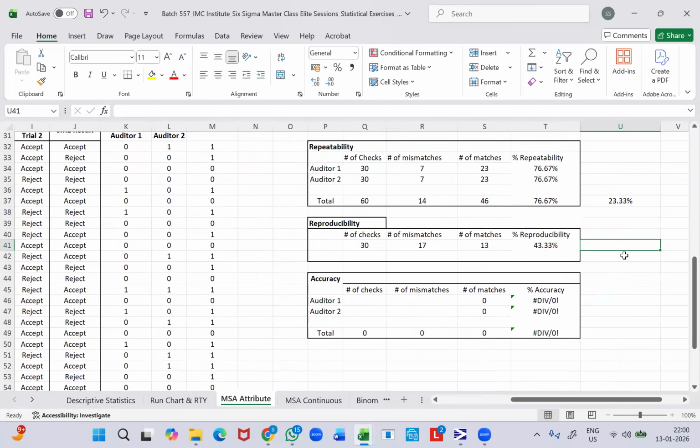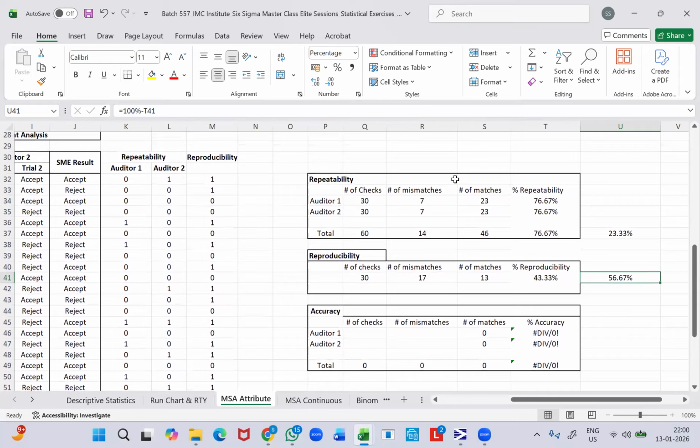The matching percentage itself is only 43.33%, meaning the mismatch percentage or the variation percentage will be in excess of 50%. So this will be 100% minus 43.33%. So round this off to two decimals. So we get 56.67% as the mismatch percentage or the variation percentage as far as reproducibility is concerned. So reproducibility variation is 56.67%. Just very, very high, right?